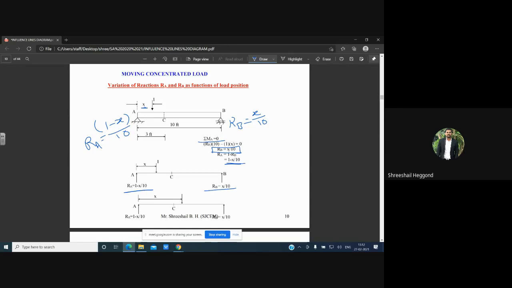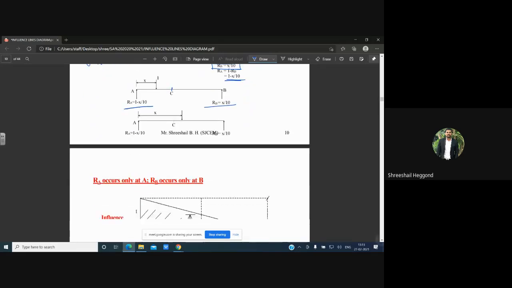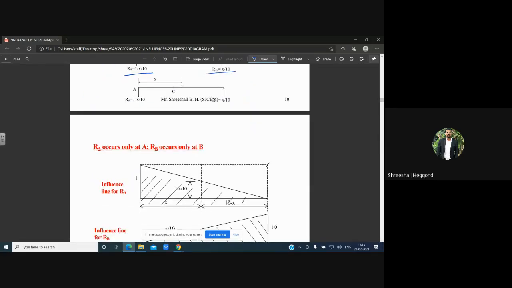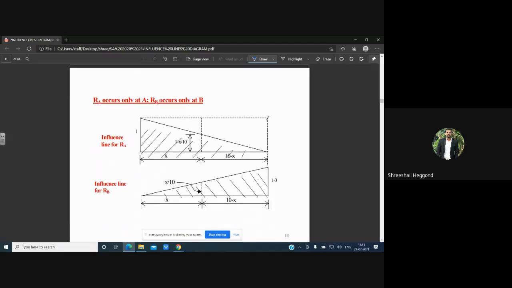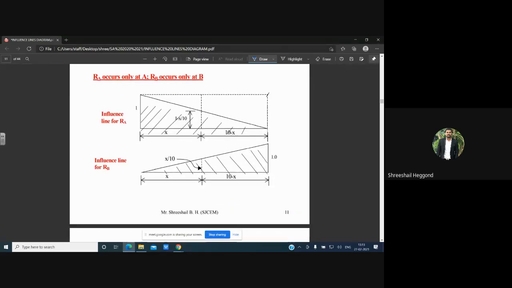Now we will have C as a point somewhere in between. It is also not fixed. Considering these to be in meters, say C is at 3 meters for a total span of 10 meters. For C, we need to find the reaction influence line diagram. How to draw it? First, we have RA and RB. For RA and RB, I will be drawing the diagram.